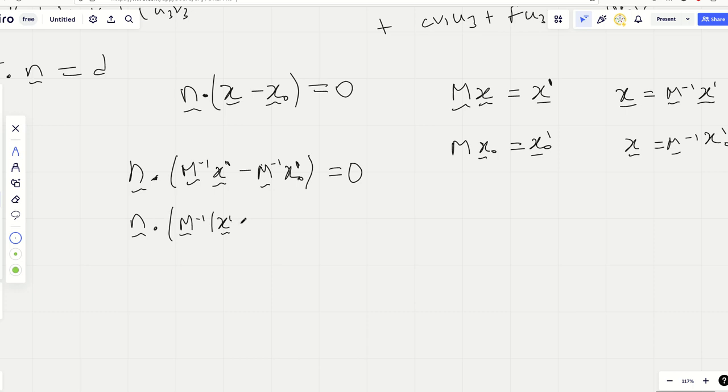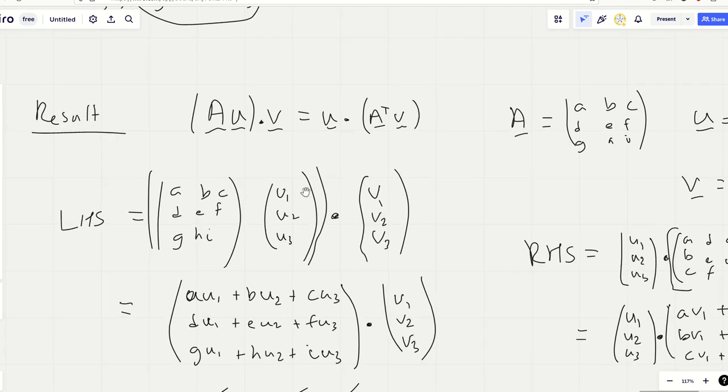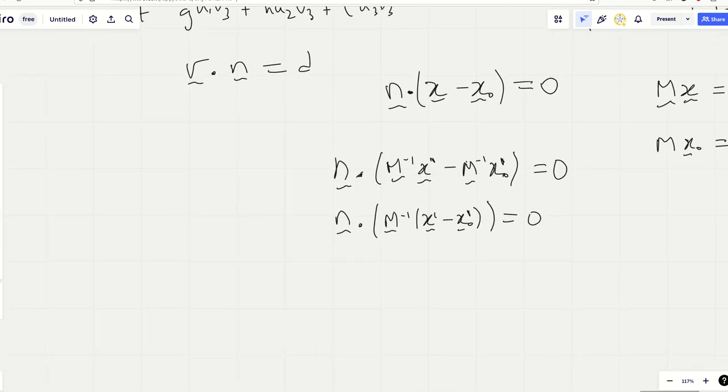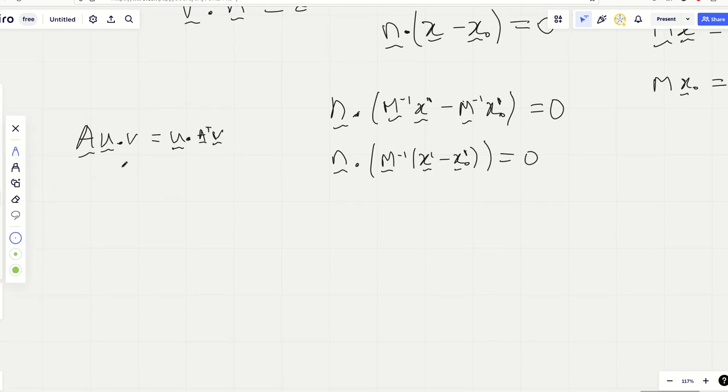Now I'm going to be left with x dash minus x0 dash here, and here's the clever bit. Here's where we're going to use this new rule, which is that Au.v equals u.Atv. Au dotted with v is equal to u dotted with A transpose times v. So it's a way of moving the transpose in there. Because if you transpose twice, you get back to where you started, this formula could also be written the other way around. But anyway, because of this rule, we can rewrite this now.